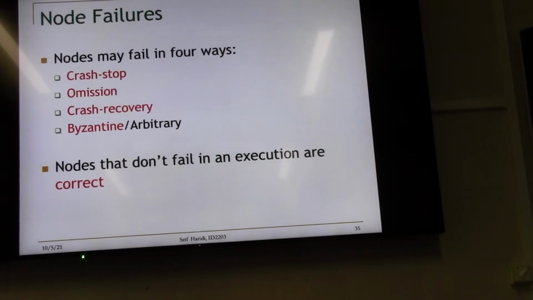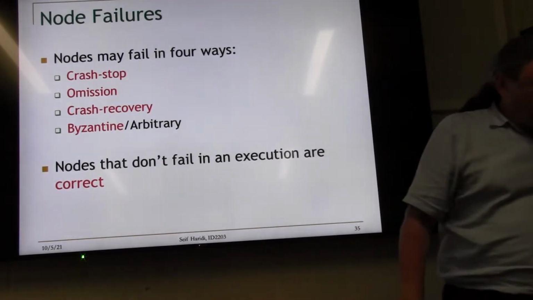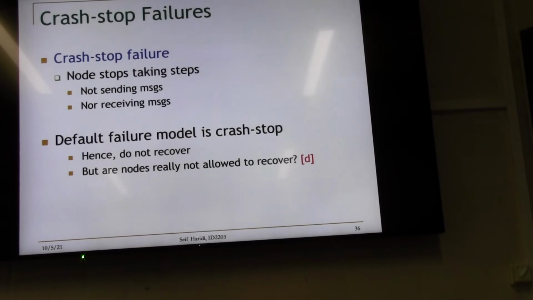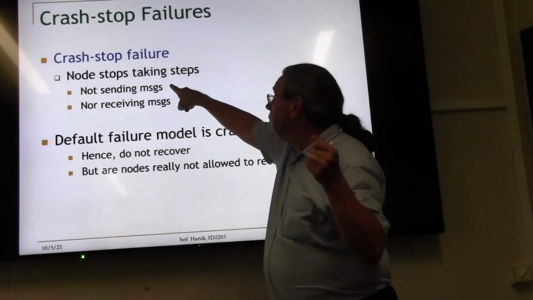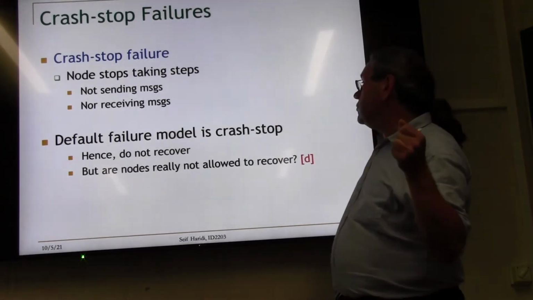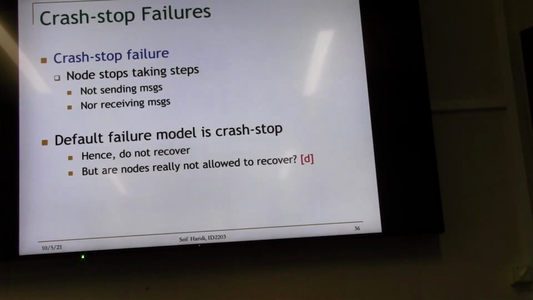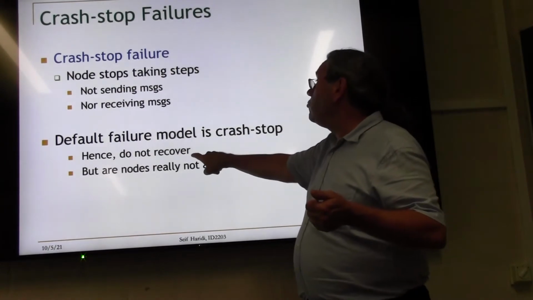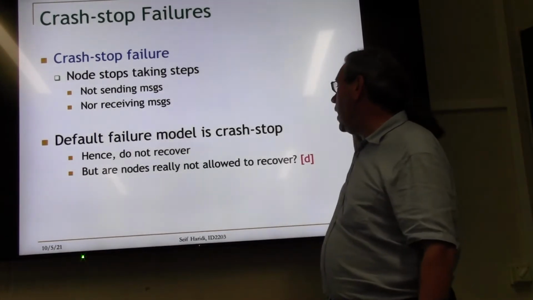A node can fail in one of these different ways. If it does not fail, it's called correct. So nodes that don't fail are called correct, that's the terminology. The simplest one, which I mentioned already, is called crash stop. The node basically just stops, so it doesn't execute anymore. No more state transitions. It stops sending messages and it stops receiving messages. The default failure mode, the one we will use most often, is this one. The nodes do not recover here. Once a node fails like this, it's dead, and it will never come back.